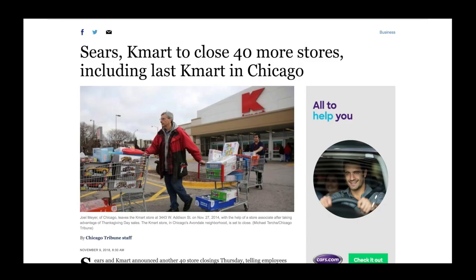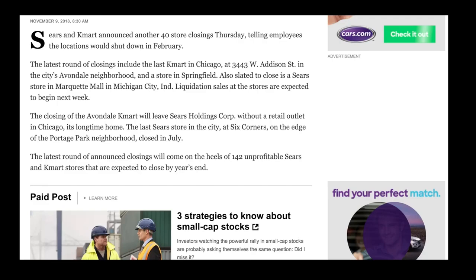Now let's take a look at another example. Here's an article that I pulled this morning about Kmart closing 40 stores in Chicago. If we take a look at the first few paragraphs, it states, Sears and Kmart announced another 40 store closings Thursday, telling employees the locations would shut down in February. The latest round of closings include the Glass Kmart in Chicago.